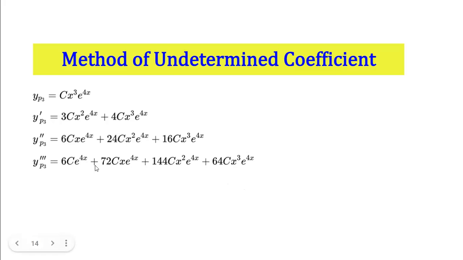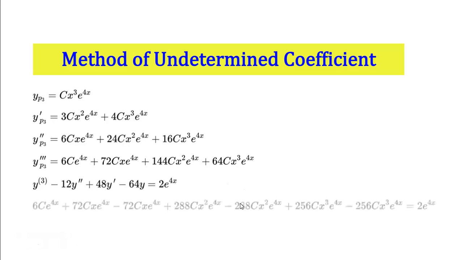So since we have y prime, y prime prime, and y prime prime prime, we can now substitute these values into our non-homogeneous differential equation. So substituting these values into our non-homogeneous differential equation, when we do our substitutions and simplifying, it will bring us to these values. So we can now simplify the values by collecting like terms and subtracting. Thereafter, we do our equating of coefficients.